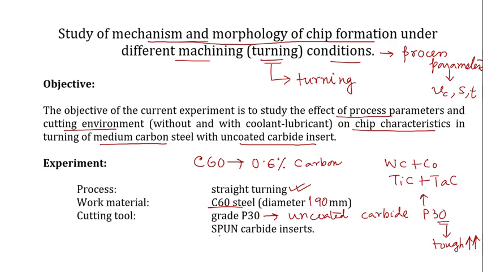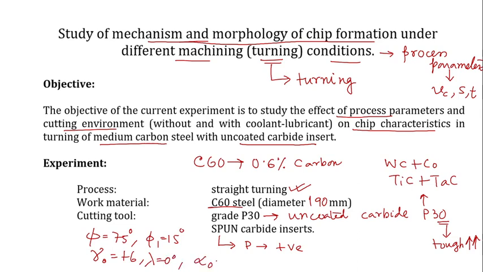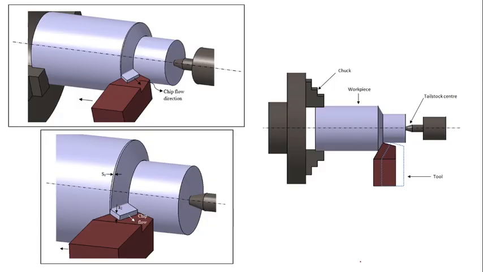Because it is SPUN, it is a positive rake insert. The geometry is something like this. Phi is 75 degree, phi 1 is 15 degree because it is a square insert. Rake angle is plus 6 degree, lambda is 0 degree, clearance angles are 5 degree. Nose radius is 0.8 millimeter.